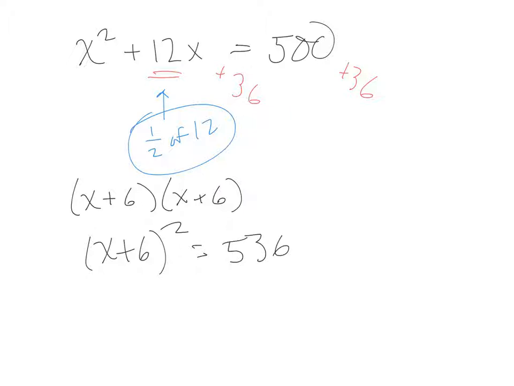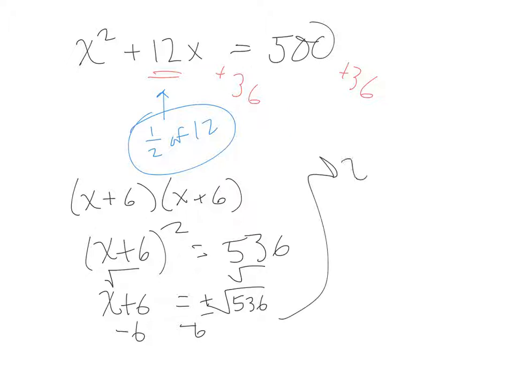And we take the square root of both sides, and we're going to get x plus 6. The square root of 536 is some number. We're just going to write square root of 536 right now, but we want both the positive and negative roots. Then we subtract 6 from both sides, and you're going to get that x is -6 plus or minus the square root of 536, whatever that is.